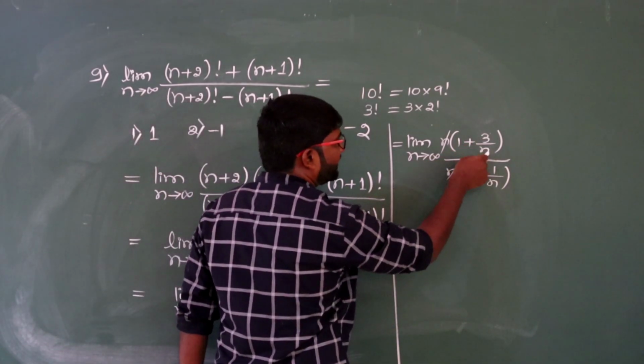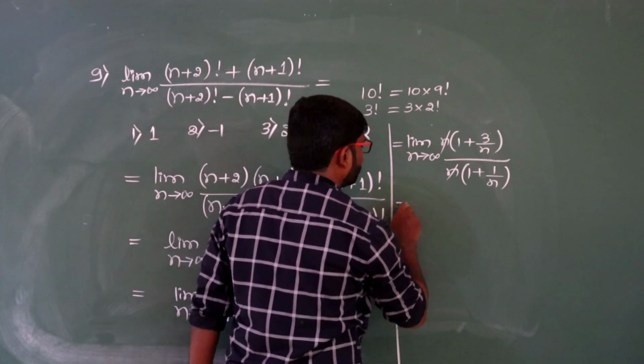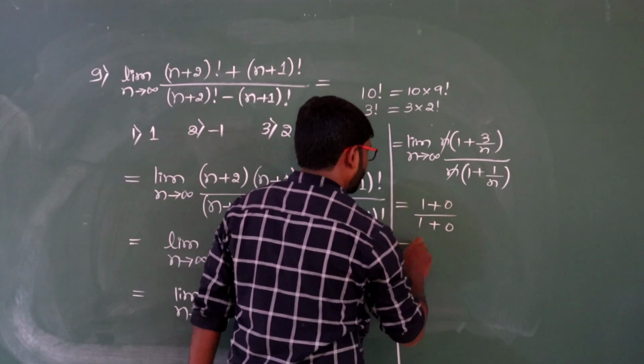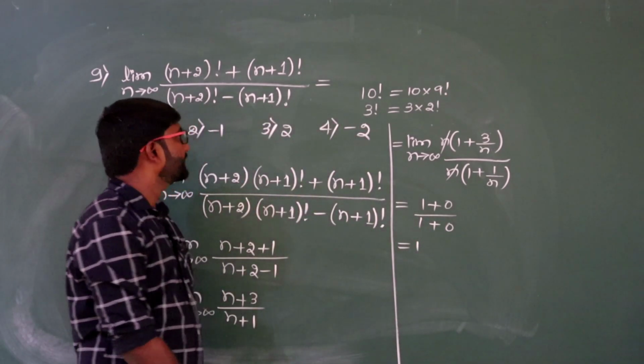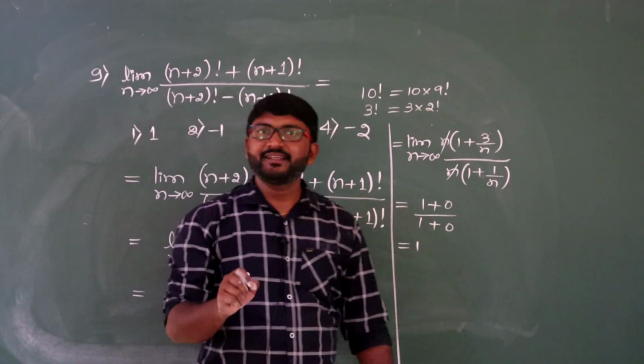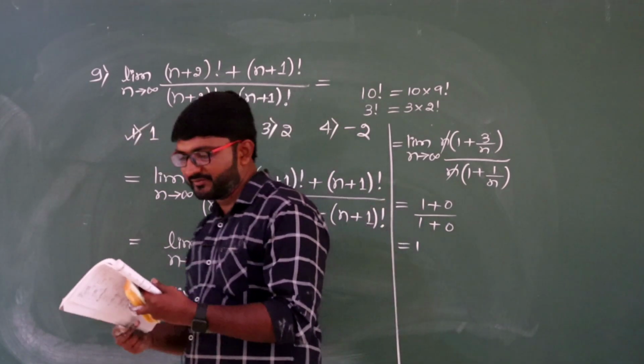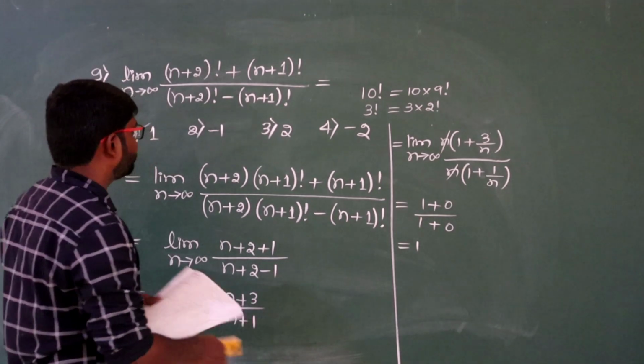1 plus 3 by infinity, it will be 0. So 1 plus 0 divided by 1 plus 0. Overall the answer is 1. Check the options now. Option 1 is the correct answer. Note down this, then we'll take up the next question.